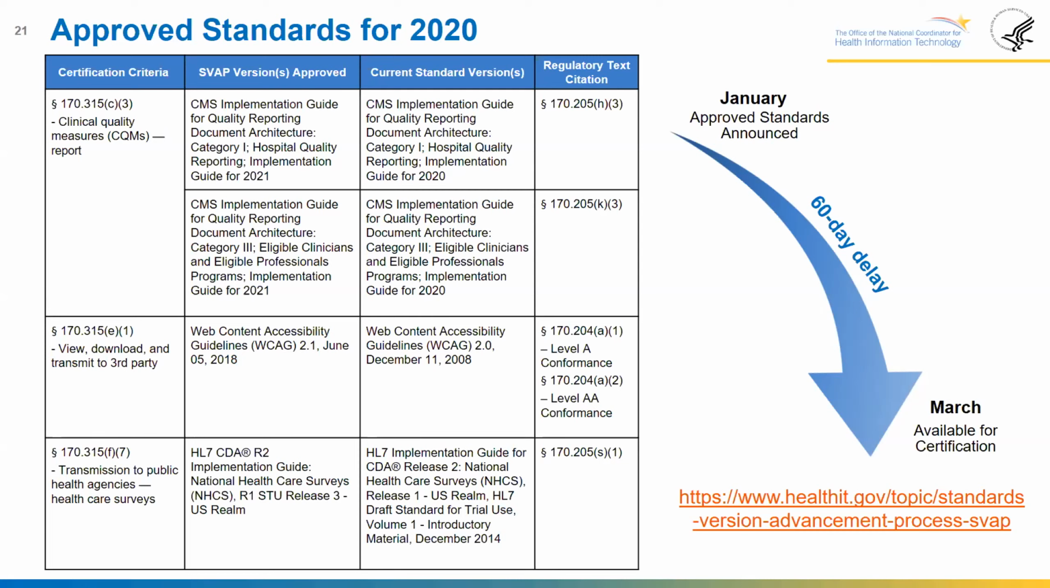Going back to the predictable and timely approach for making newer versions of standards available, just as the annual SVAP approval cycle, once that is complete, we anticipate announcing the approved standards each January, followed by a similar delay of at least 60 days before they become effective each March and are available for certification. For more information, though, I'll refer you to this URL noted here for our SVAP certification page, which also includes this current list of approved SVAP versions, and it'll also direct you to operational information for the certification program. Next slide.